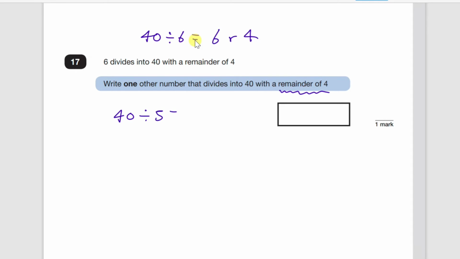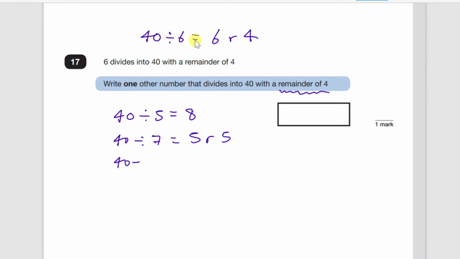40 divided by 5, what does that give us? It gives us 8, so it can't be that. Let's try 40 divided by 7. So 40 into 7 goes exactly 5 times, but you get a remainder of 5. That's not what we want.